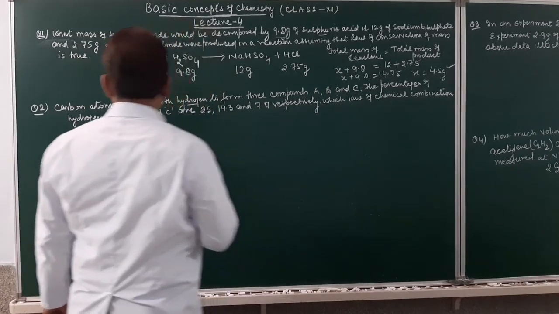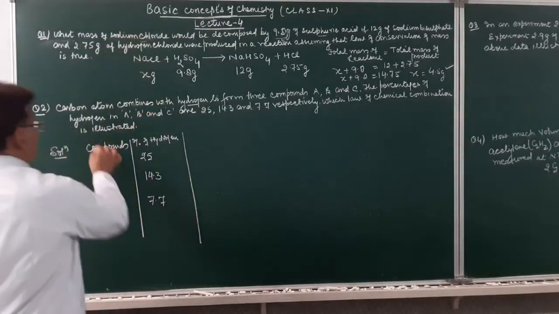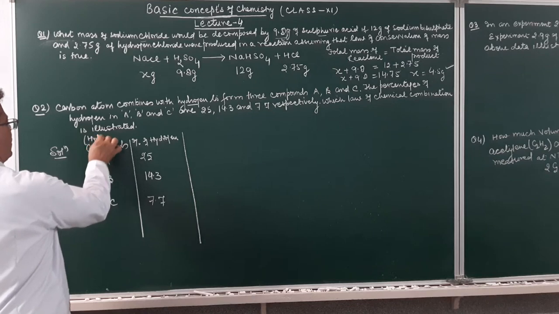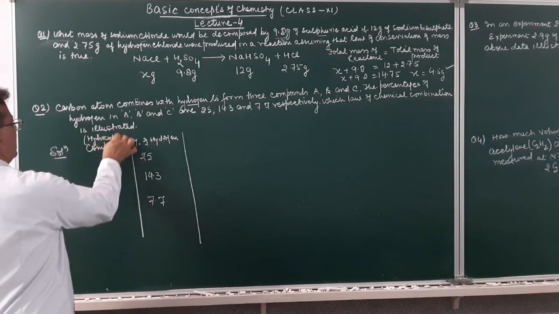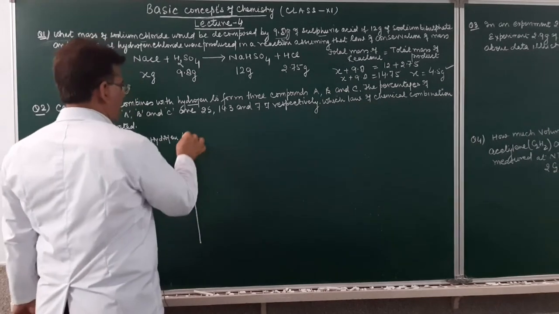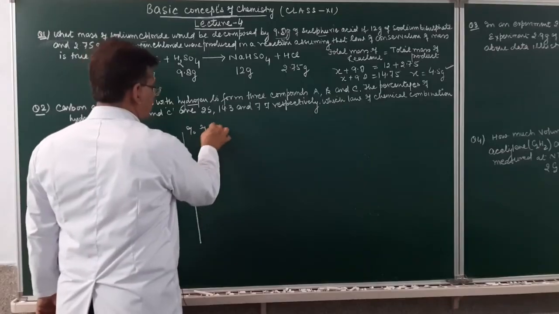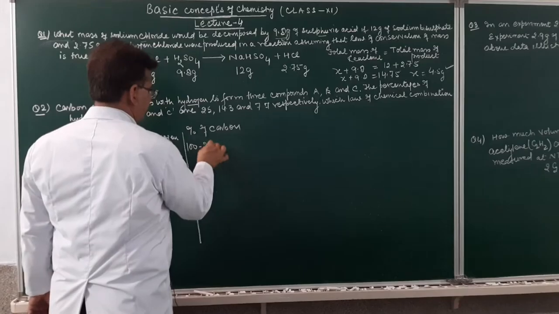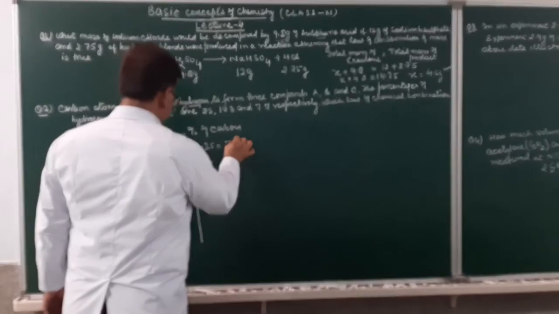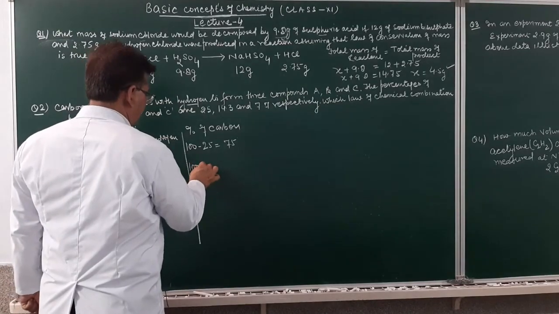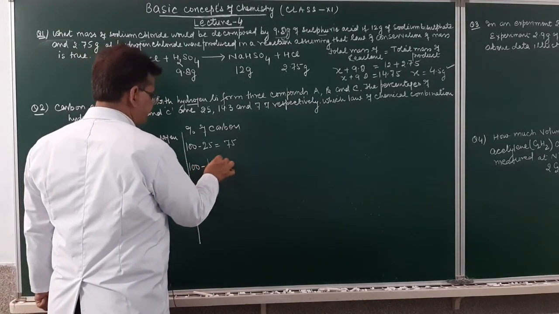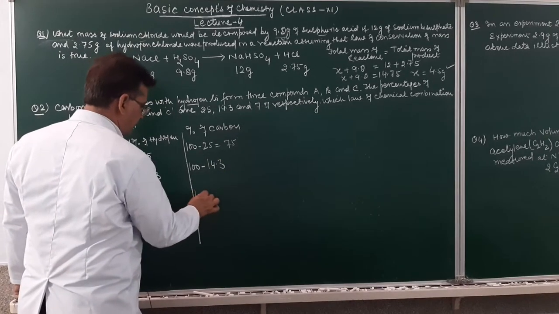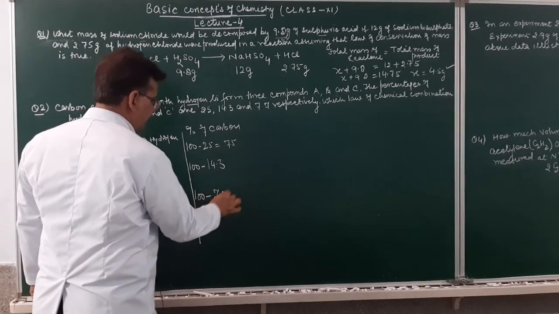Which law of chemical combination is illustrated? It is a hydrocarbon. So, having the percentage of hydrogen, we find out the percentage of carbon in each case. This will be 100 minus 25, which is equal to 75. This will be 100 minus 14.3. And this will be 100 minus 7.7.